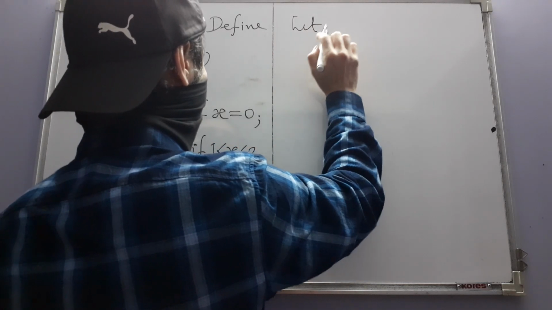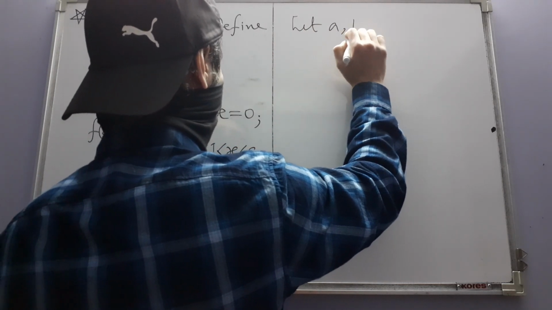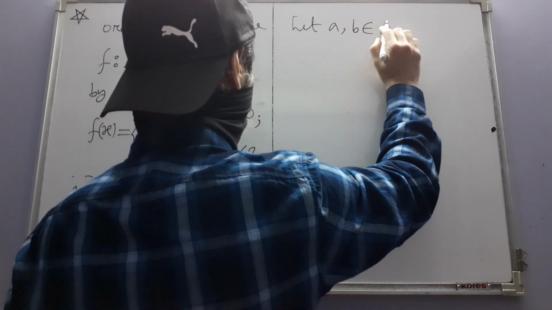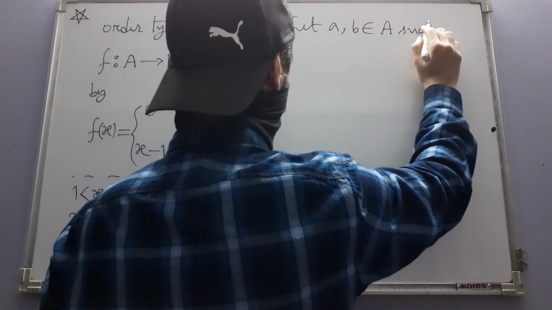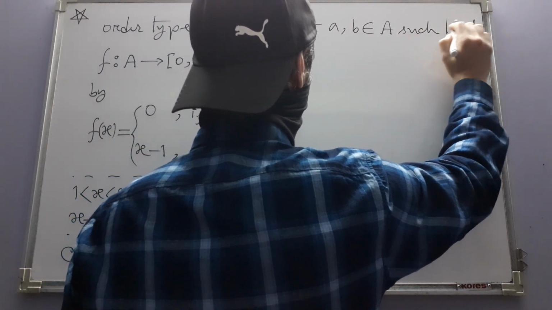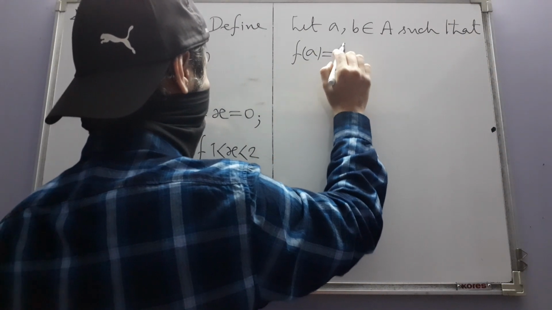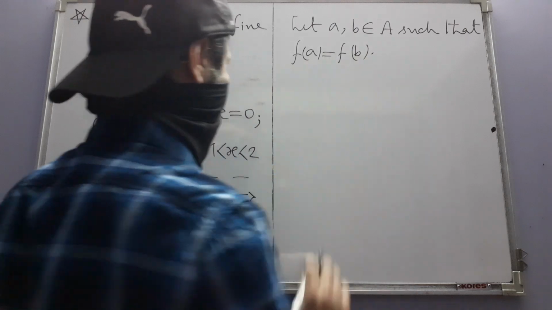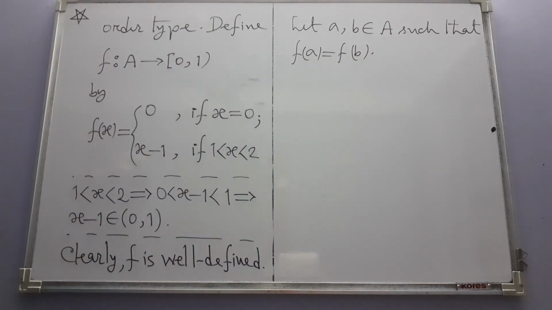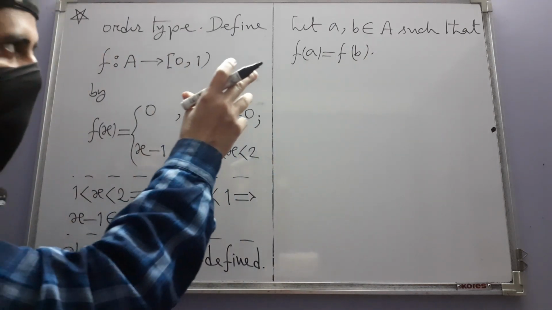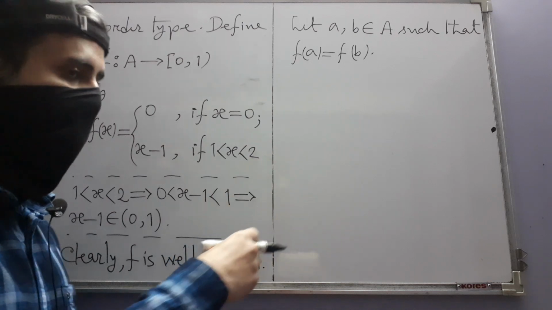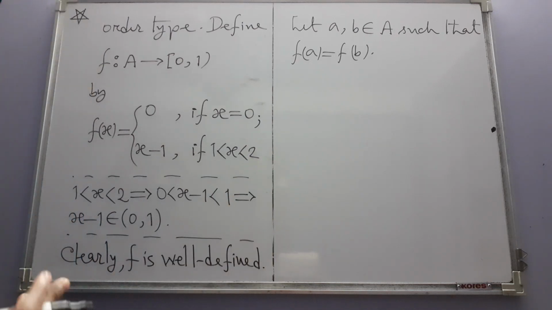Let a and b be two elements in A such that f of a is equal to f of b. Our aim is to show that a and b are equal. If you have equal outputs, then you should have equal inputs as well. That is one-to-oneness.